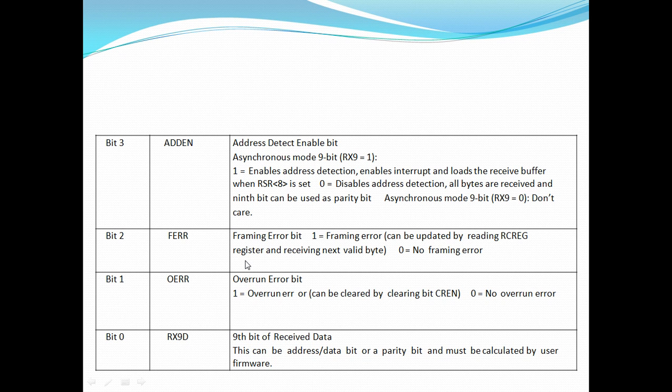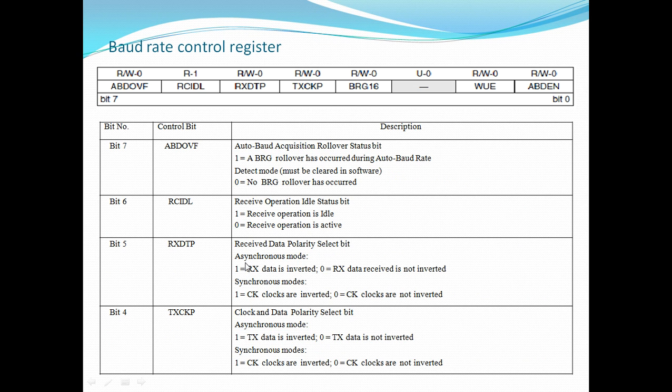Same way like the transmit status register. This is the baud rate control register that is used for selection of baud rate. So here you can see ABDOVF. This is the auto baud acquisition rollover status bit. So when we write 1 to this particular bit, rollover of baud rate will take place, and no BRG rollover has occurred if it is 0. These are not used generally.